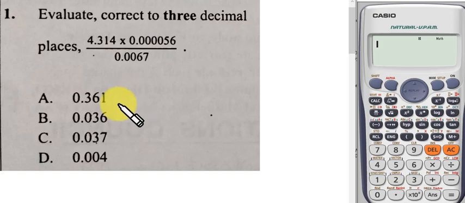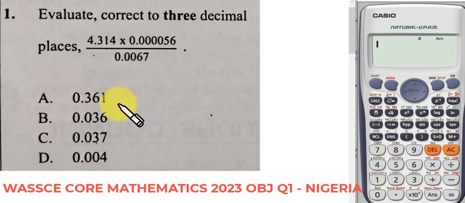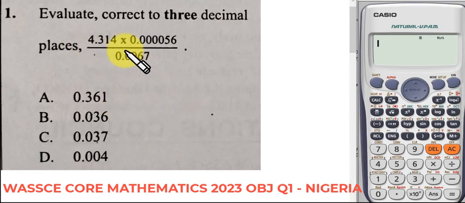In this video, we look at the WASSCE General or Core Mathematics 2023, the Nigerian paper, and that is question number 1. It says: evaluate, correct to 3 decimal places, 4.314 times 0.000056, all divided by 0.0067, and these are the options.